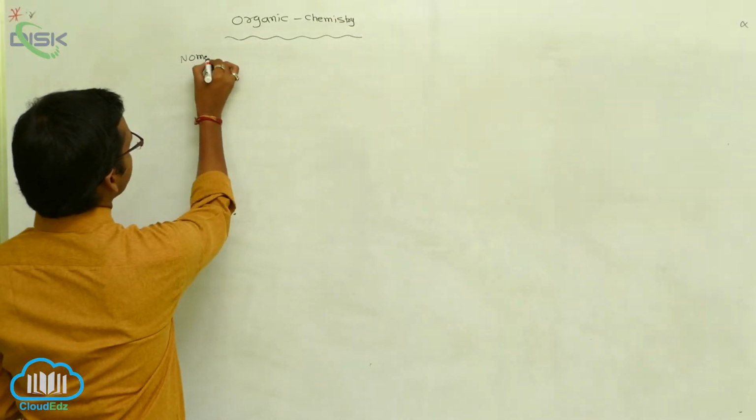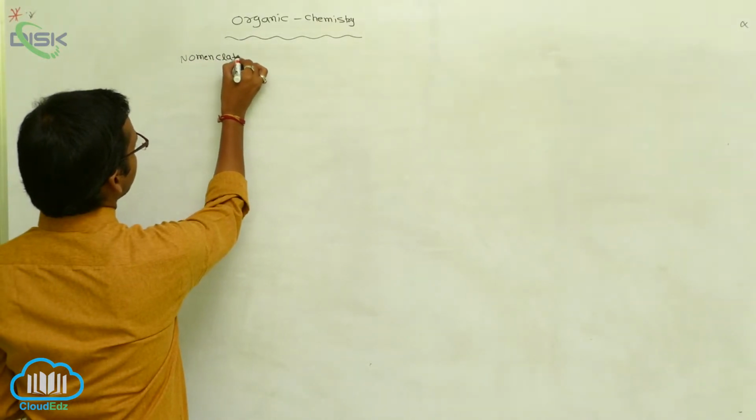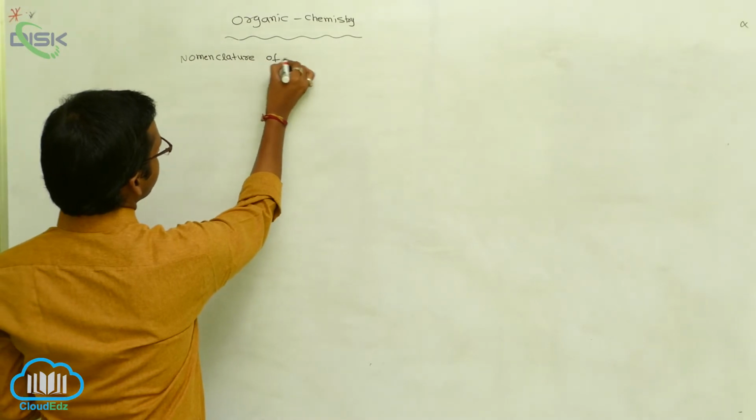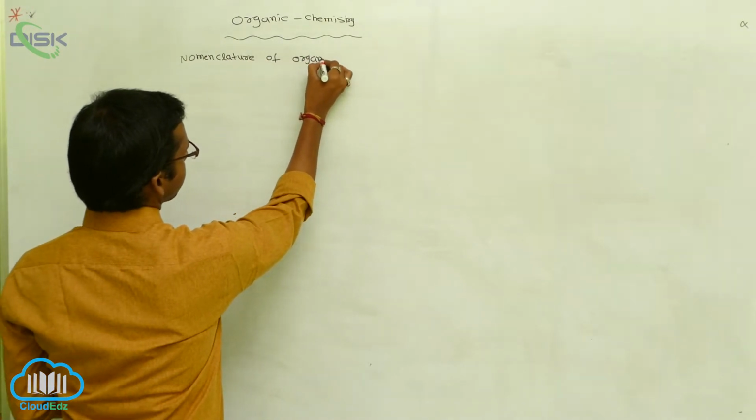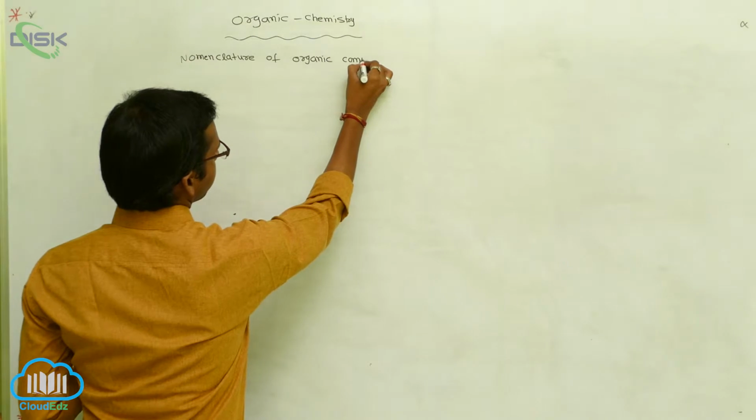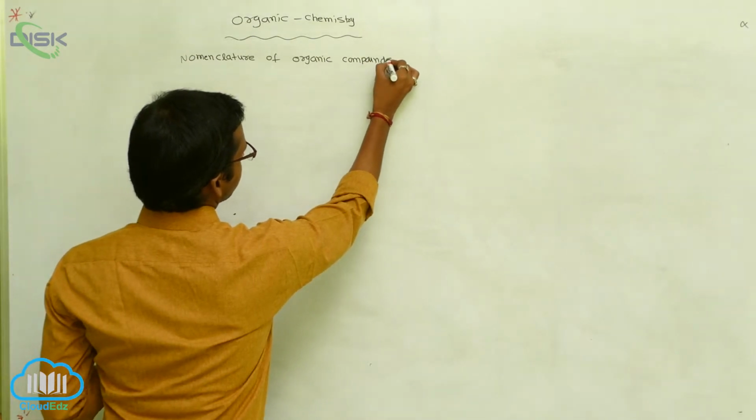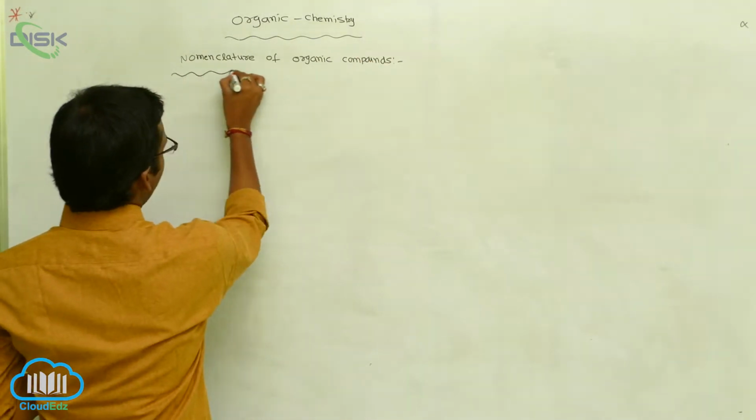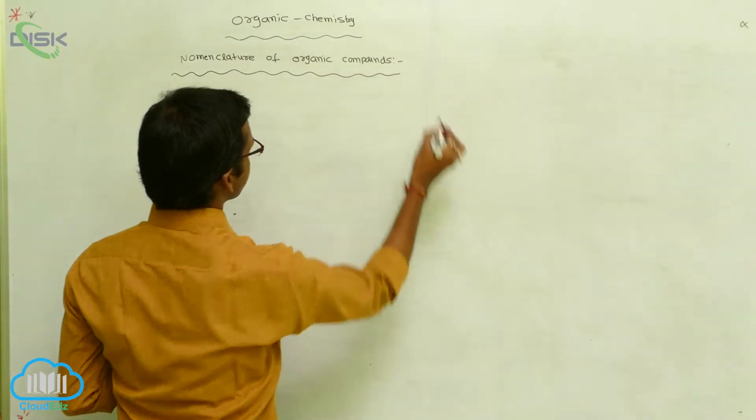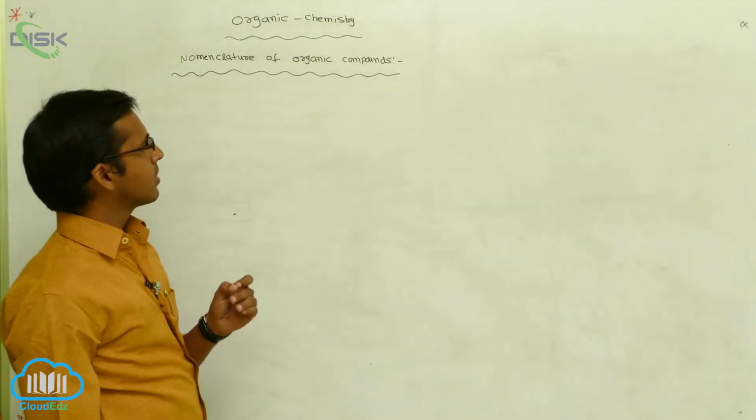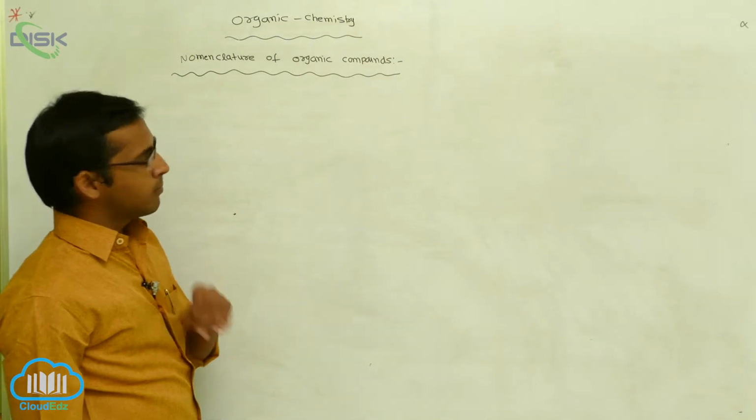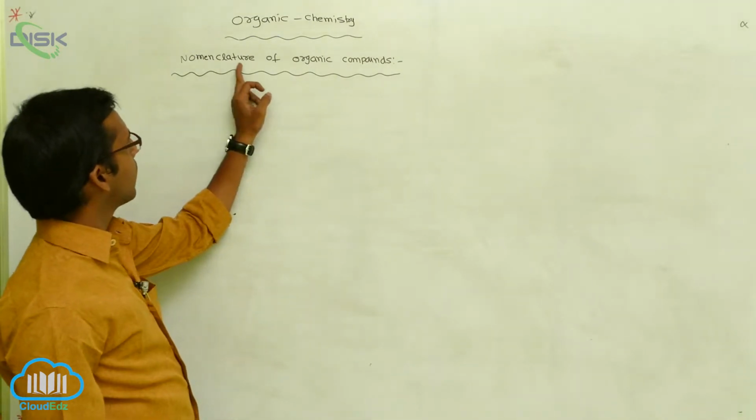Nomenclature. Nomenclature of organic compounds. Carbon forms billions of compounds, so those compounds are easily remembered through a nomenclature.